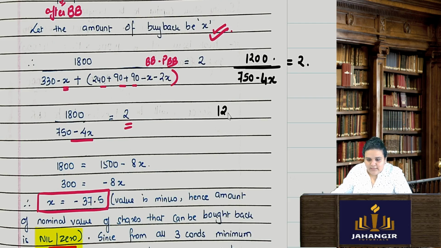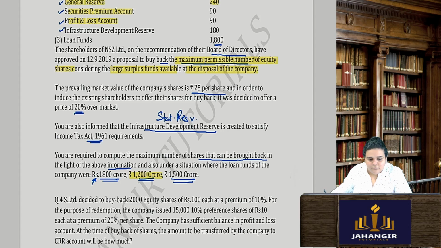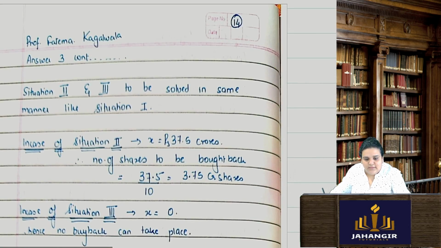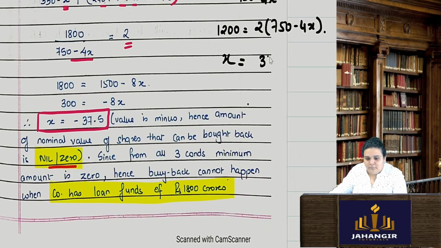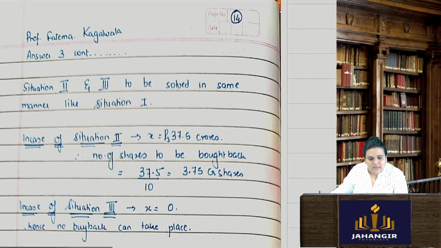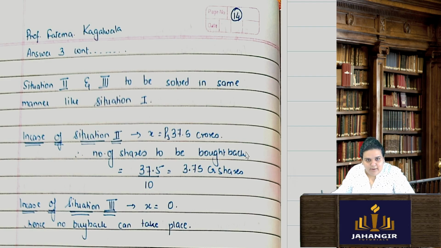Further solving it, I'll get 1200 will be 2 into 750 minus 4x. Here when I solve this, x will be equal to 37.5. 37.5 crores. This is the least of all the three conditions. Okay, therefore the number of shares which I can buy back means I can use this much amount. This is the least of the amount that can be used for the purpose of buyback.